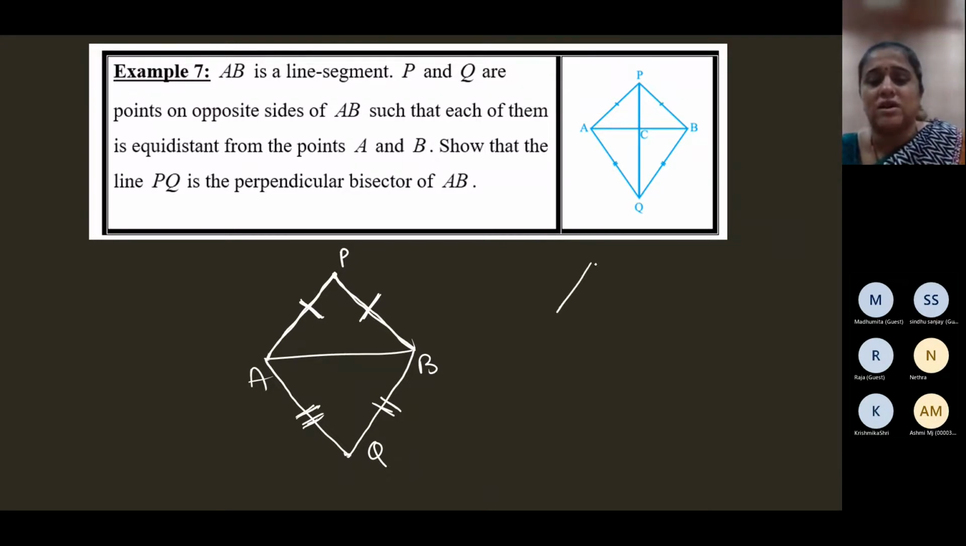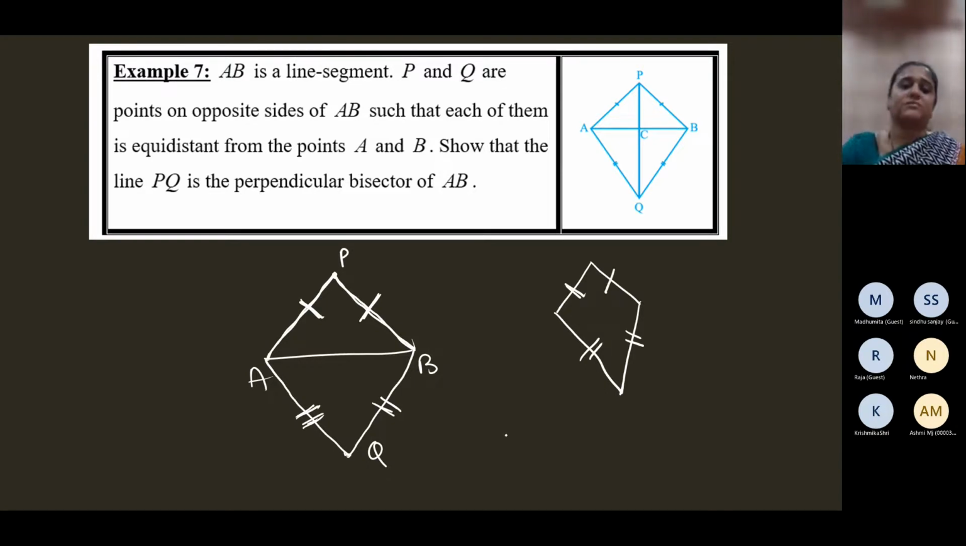Not like this. See, you should understand that. When we say adjacent sides, not this side and this side, how can they be equal? So this side is equal to this side and this side is equal to this side. The two longer sides are equal, the two shorter sides are equal. Okay, so this is the figure.